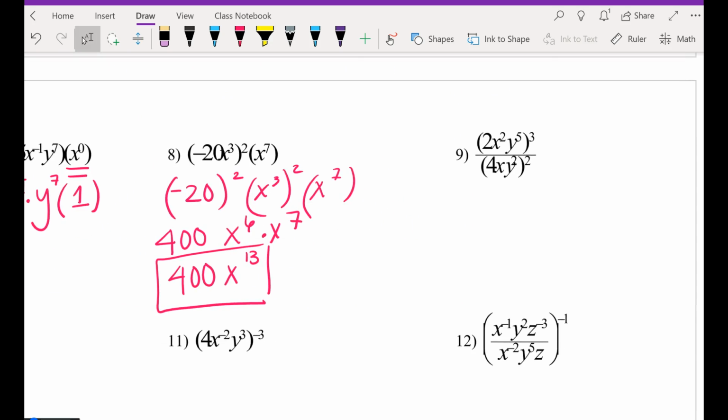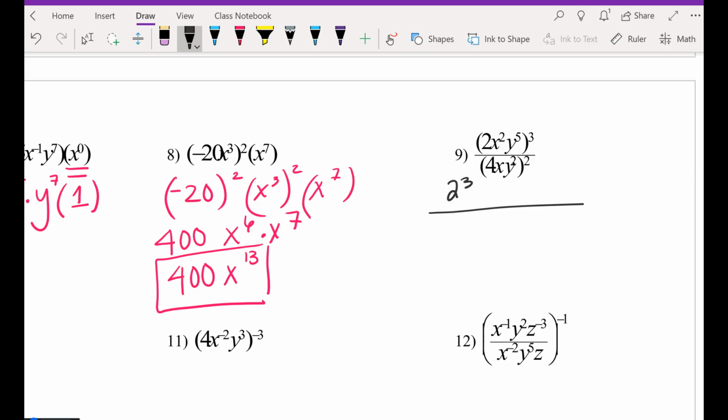Okay, 9. Did you guys simplify first and then raise the power, or raise the power and simplify? This is really personal choice. Okay, raise to the power first. So let's rock and roll. 2 to the third, this is just on the top. X squared, also to the third. Y to the fifth, also to the third. All over 4 squared, x squared to the second, y squared to the second. Yes or no? Yep, all right, here we go.